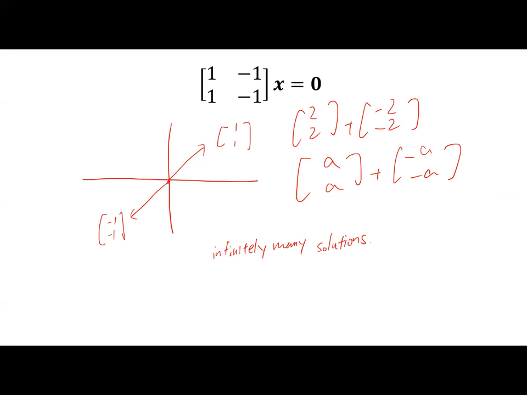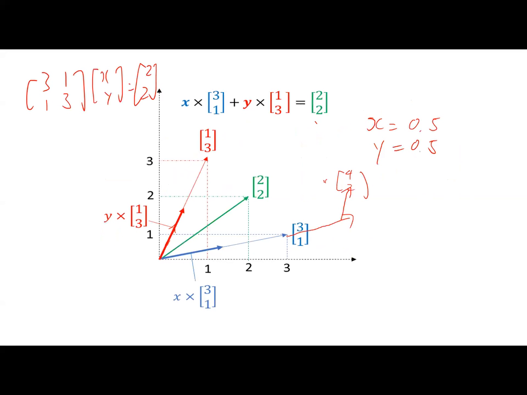So let's do a very quick recap. In this system of equations, what we want to do is we are given a set of vectors. It may not be two, it may be three, maybe four, maybe many. What we want to do is change the length of the given vectors such that after changing the length, if we add them together, it will become the desired vector. And this is the essence of linear equation.